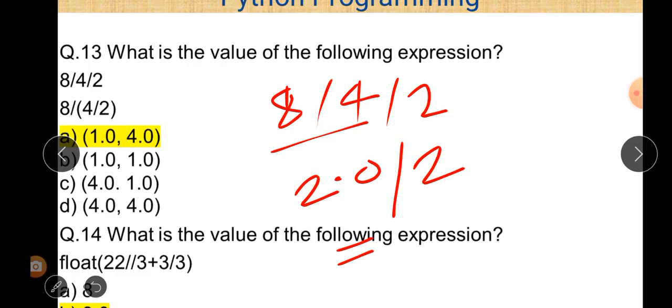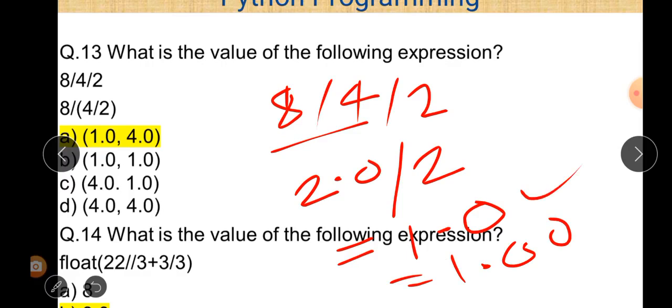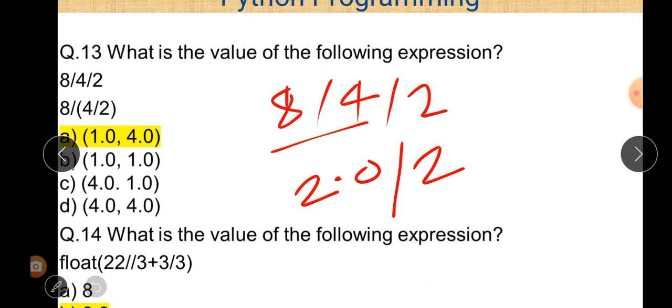Then 2.0 is again divided by 2, which gives 1.0. Always remember that we take minimum float representation. It is not 1.00, it is always 1.0. This point was also discussed in our previous question. So the first value is 1.0, and only two options contain the first value 1.0, which are A and B. So either A is correct or B is correct. Let us check the second value.